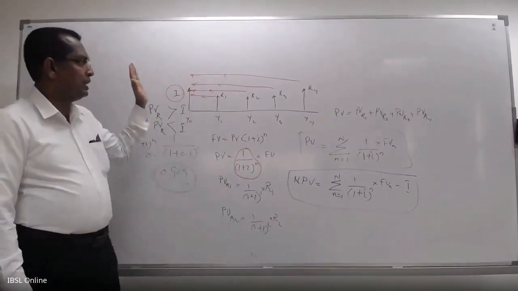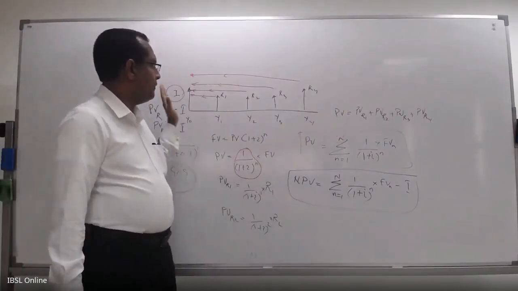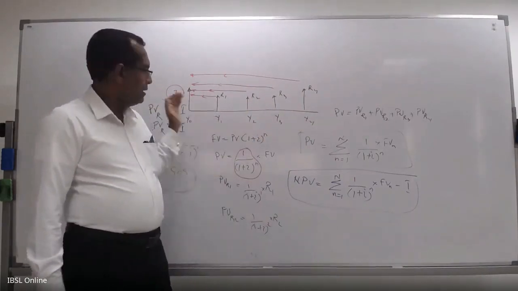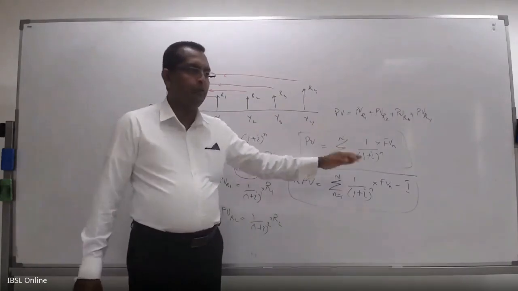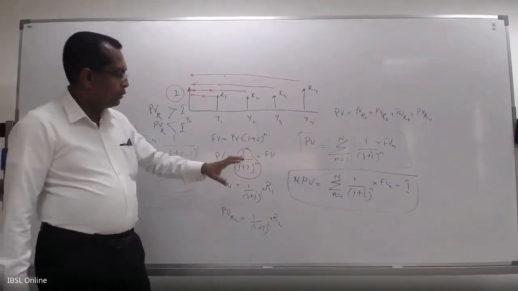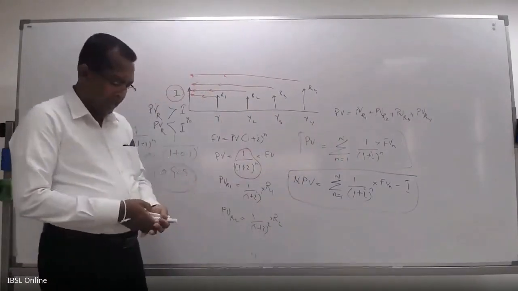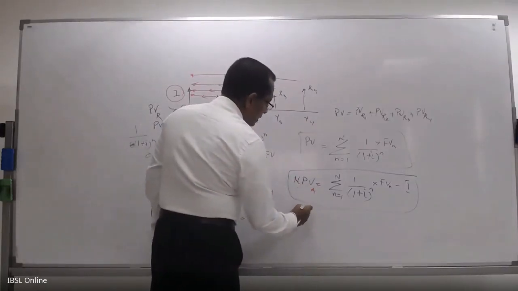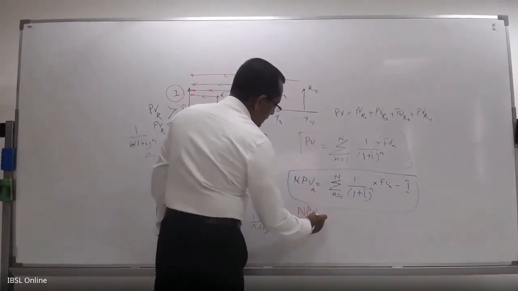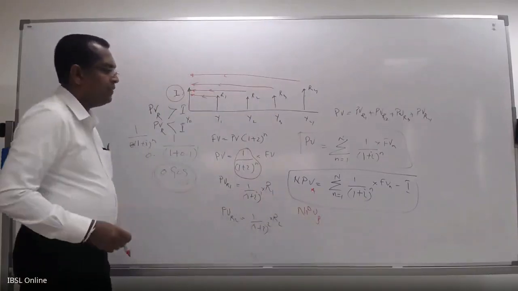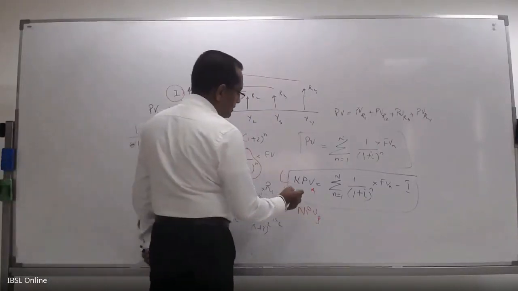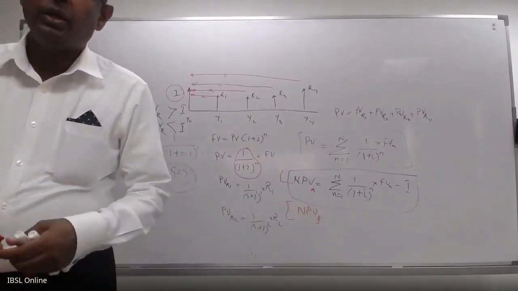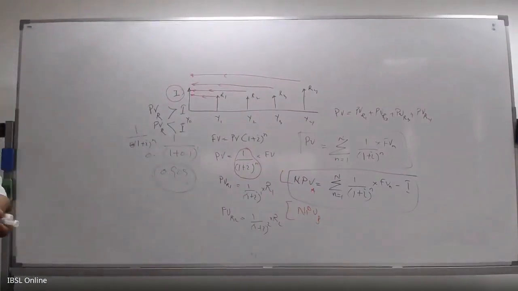When you have projects A and B, that means you have R1, R2, R3 for project A. Then you have another set of returns for project B. You will look at the NPV for project A. You will look at the NPV for project B. Whichever is higher, you take as the best project, right?